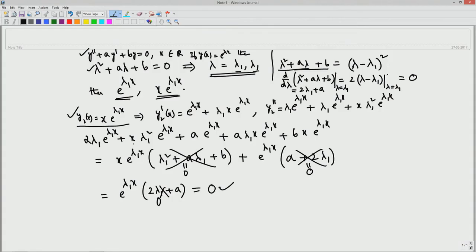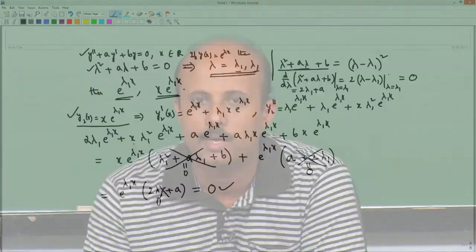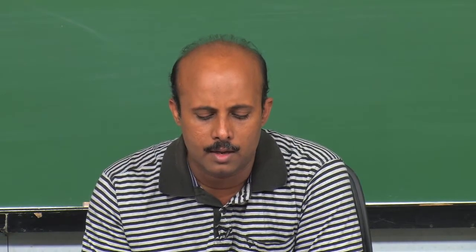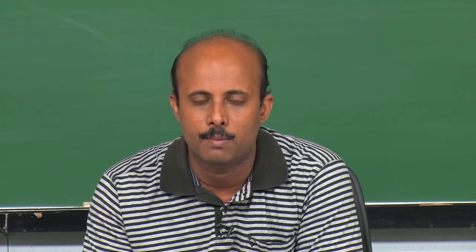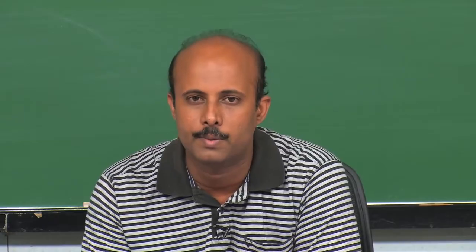So, using that property you can show that if lambda 1 is a repeated root, repeated k number of times, then e power lambda 1 x, x into e power lambda 1 x, and so on up to x power k minus 1 multiplied with e power lambda 1 x are the solutions. So when lambda 1 is a repeated root, you multiply e power lambda 1 x with all these polynomials: 1, x, x square, up to x power k minus 1.